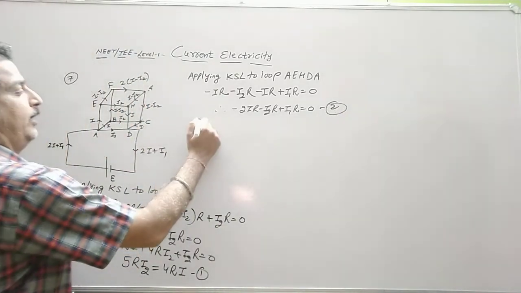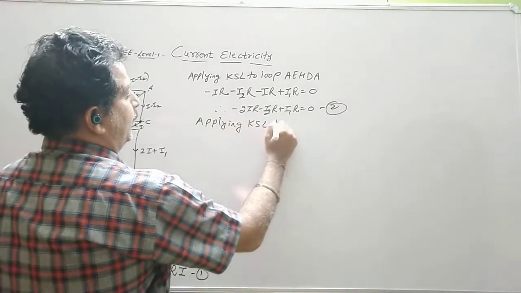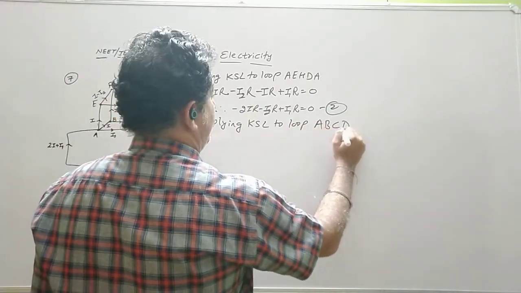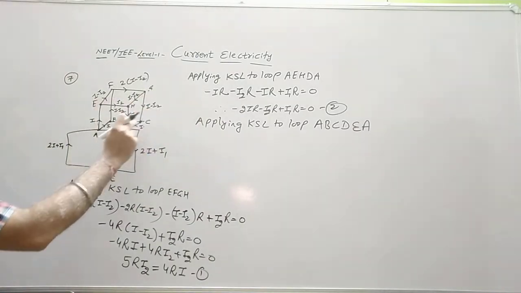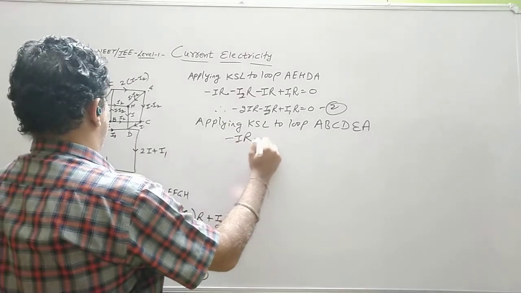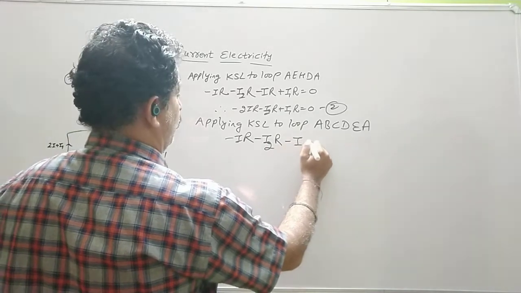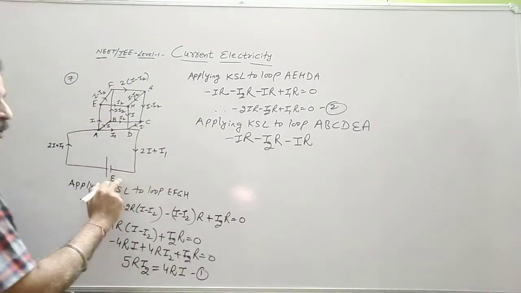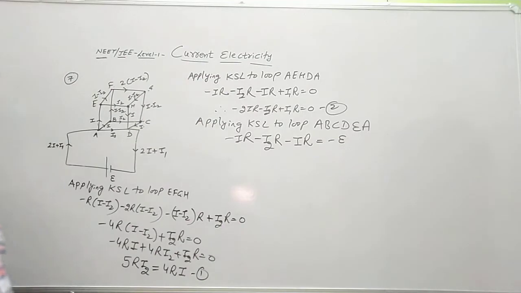Now for third variable, we have to take one loop which consists of a battery. So let us apply Kirchhoff's second law to the loop A, B, C, D, A, battery A. So that is A, B, C, D and this. So A to B in the direction of current. In the direction of current from B to C. Again in the direction of current from C to D. Then we come across a negative terminal of a battery, that is minus E.